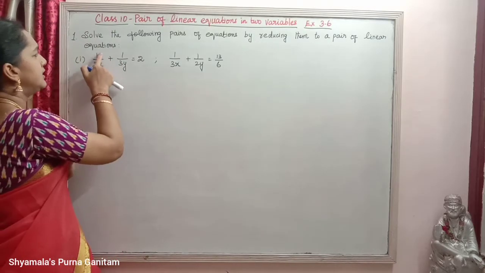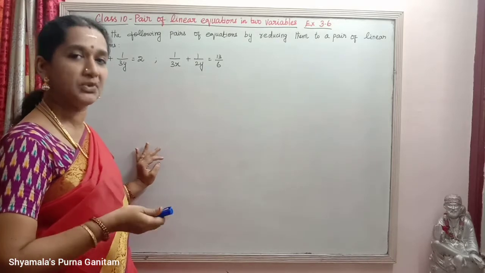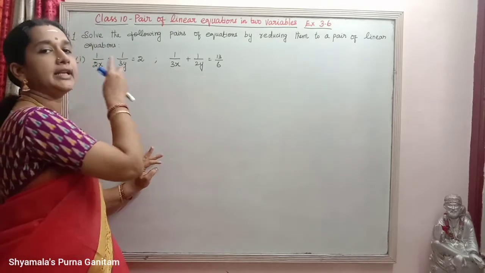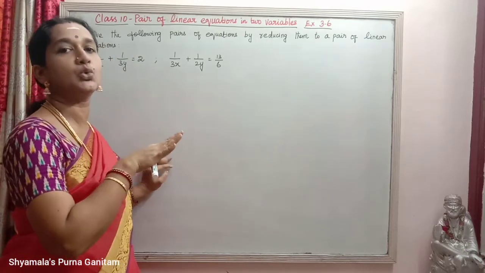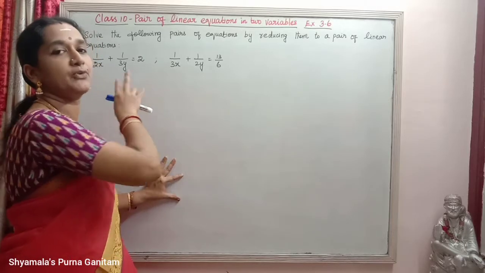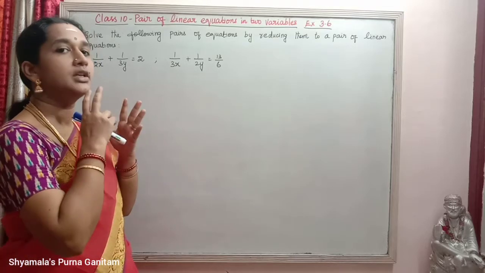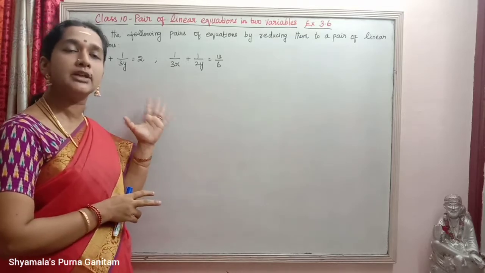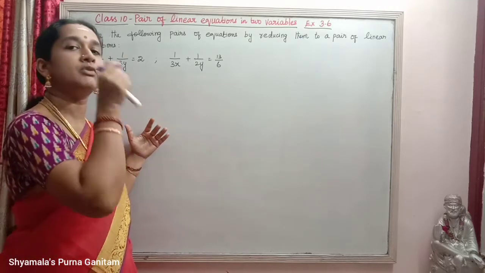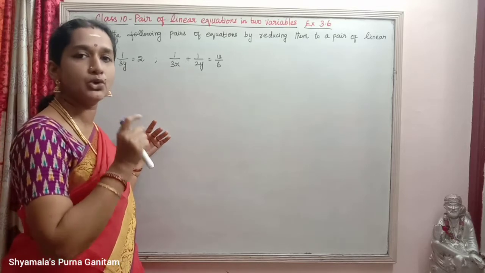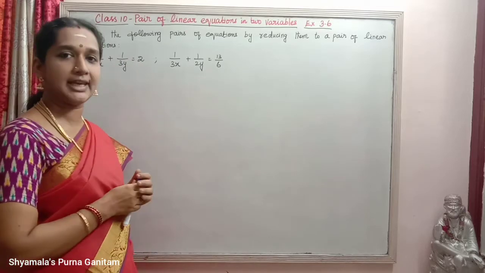So, in this, 1 by x and 1 by y, we will take as some other variable. Substitute that in the given equation, solve that. Then after finding those two values for the variables, we will find the value of x and y. In two steps, we are going to do this. First, we give some other variable for 1 by x and 1 by y. We will solve that, find the value of those variables, then we will find the value of x and y.